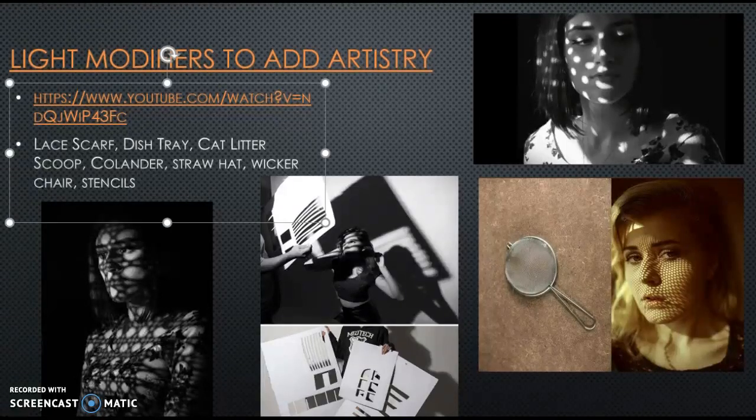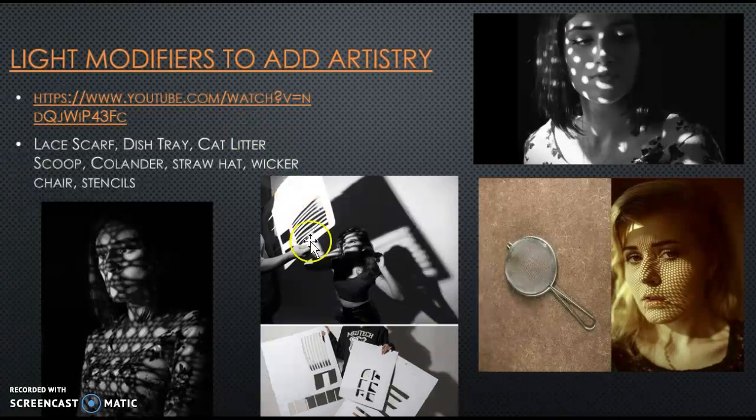This slide is talking about light modifiers to add some artistic effects. This is simply holding an object within the trail of light, so that it is casting a shadow and creating a pattern on your subject. This is easier done with a partner, as you can see in this image, somebody to hold up that light modifier while you are the one taking the picture.